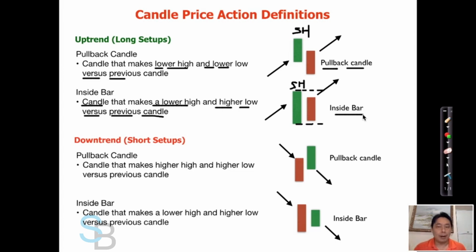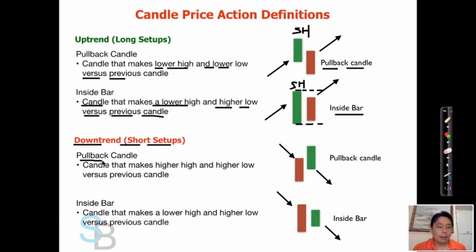All right, great. So do we understand that? Good. So that's for uptrend long setups. Now let's go to downtrend short setups. So again, on a downtrend, it's going to move down. So as the arrows imply, we're going down, we're going to go short. Okay. So again, on a downtrend, we wait for a pullback candle.